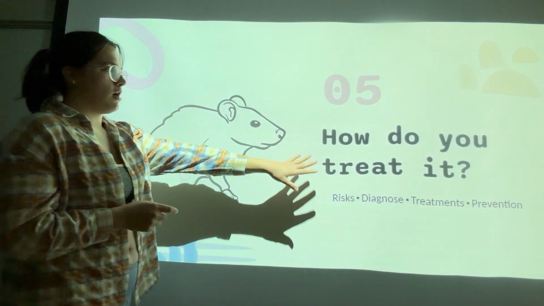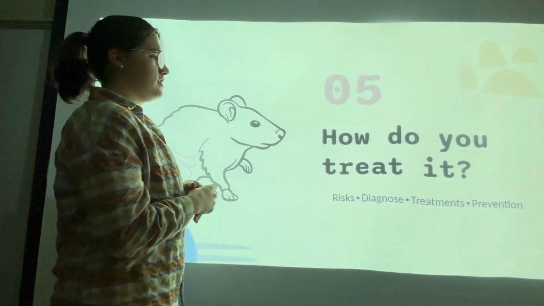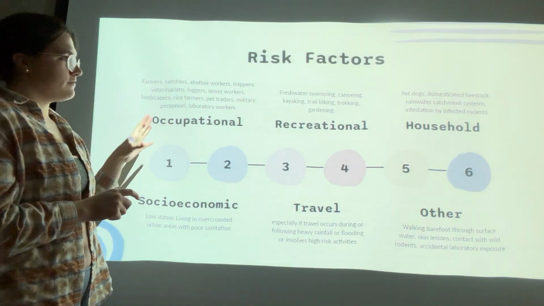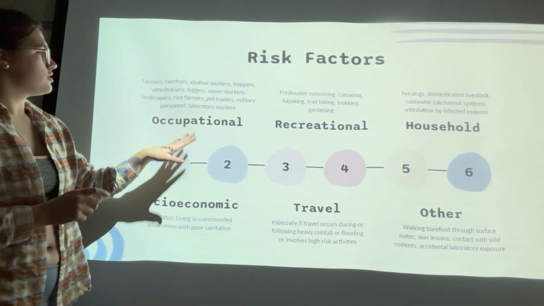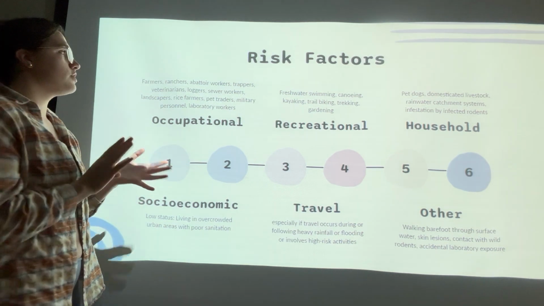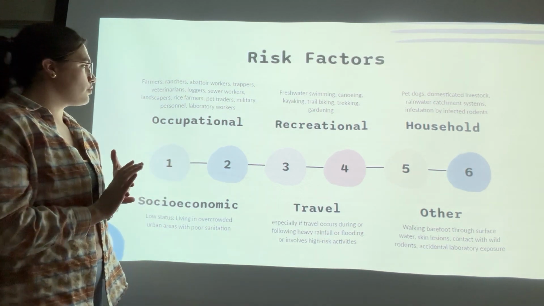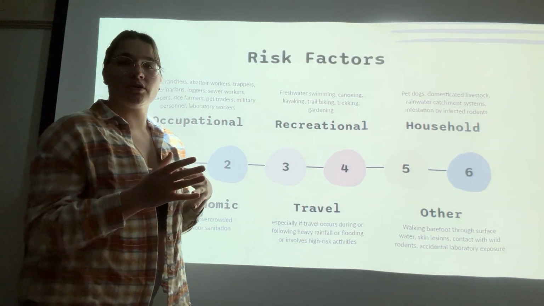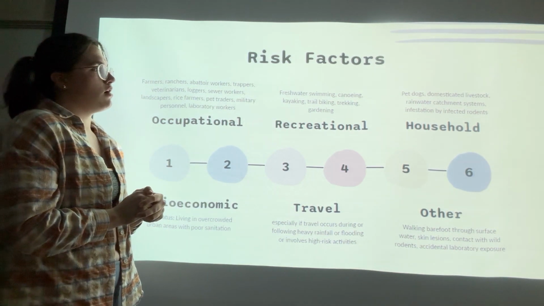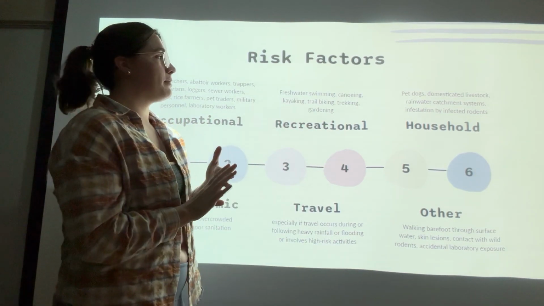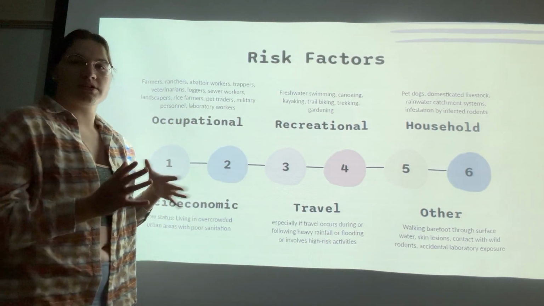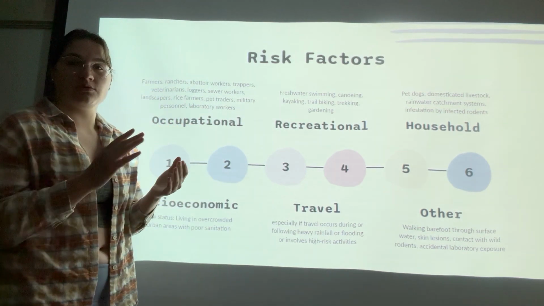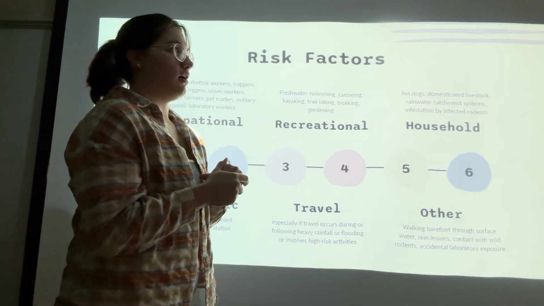So our last big topic, how do we treat it? The risks, diagnoses, treatments, and prevention. So the risk factors, there's quite a bit here to look at. So occupational, we're thinking are farmers, ranchers, veterinarians, sewer workers, rice farmers, anybody that's going to be working around water that could be contaminated. Additionally, recreational: freshwater swimming, canoeing, kayaking. If you're going swimming and getting submerged in the water and you have a cut or you get it in your eye, that's an easy way that you could contract this bacteria.